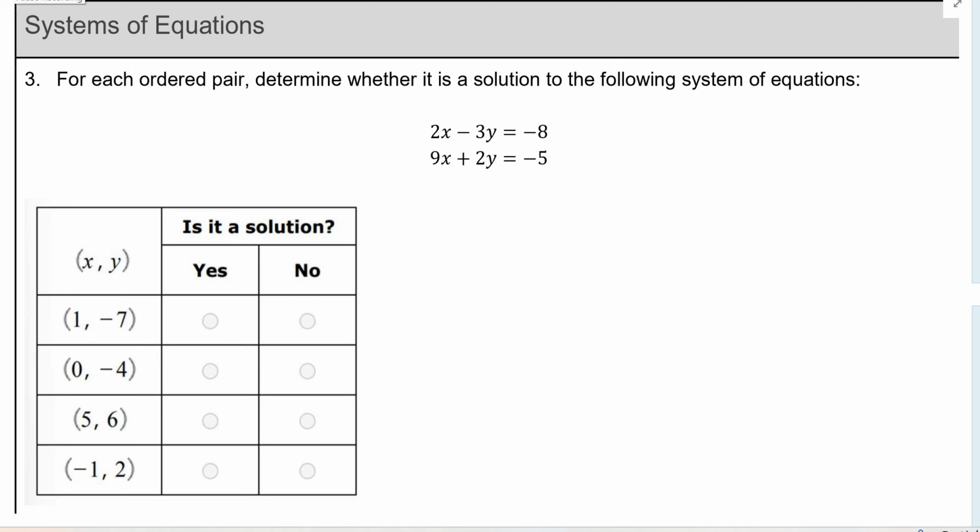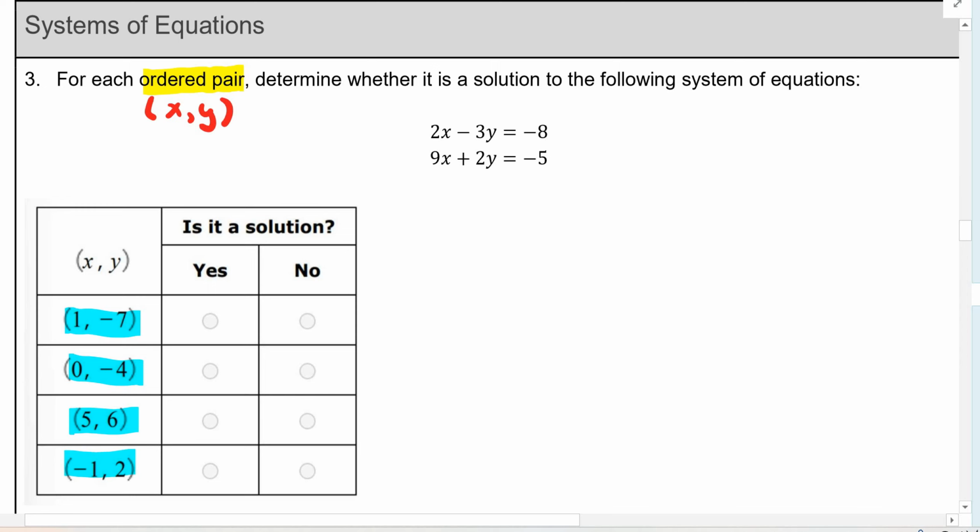This is part two of the homework video guide. And for part two, we will now start off with the systems of equations problems. For question number three, we need to determine, for each ordered pair, so an ordered pair is really the coordinates x, y. It turns out we have one, two, three, four ordered pairs, and we need to figure out which of these ordered pairs is a solution to this system of equations.